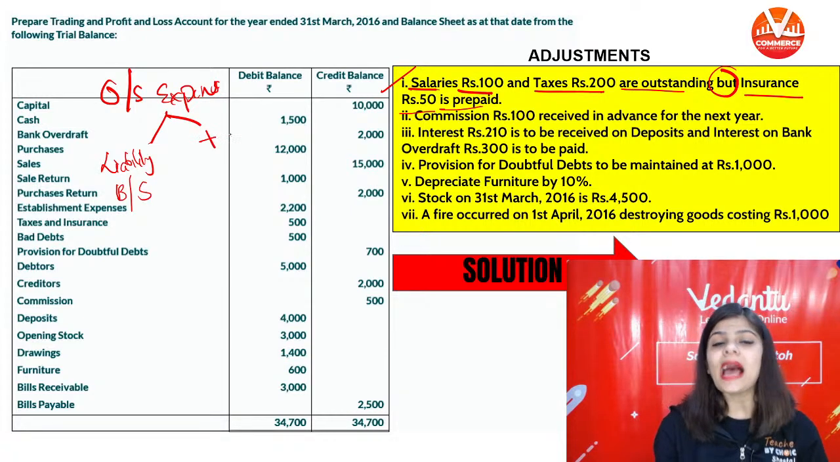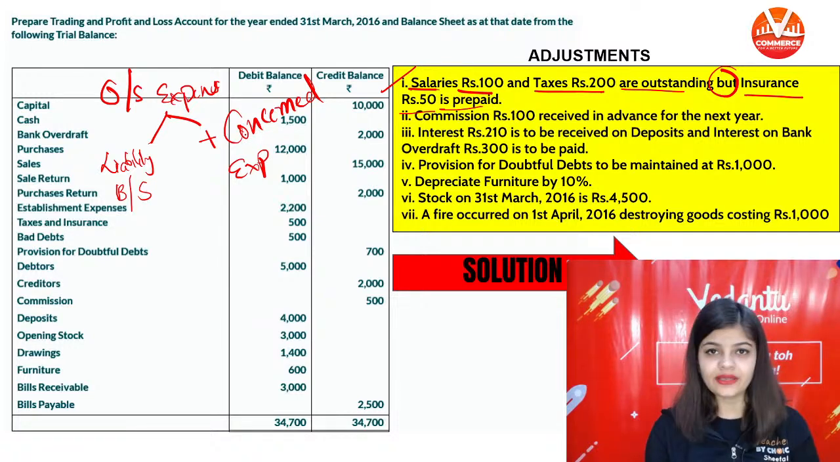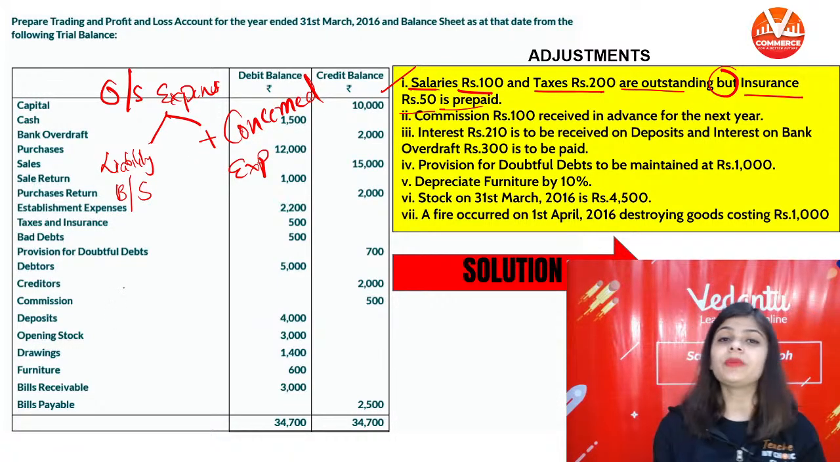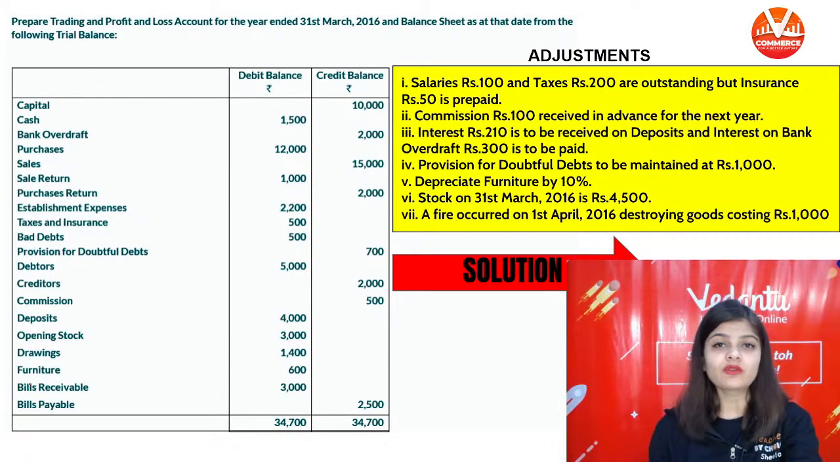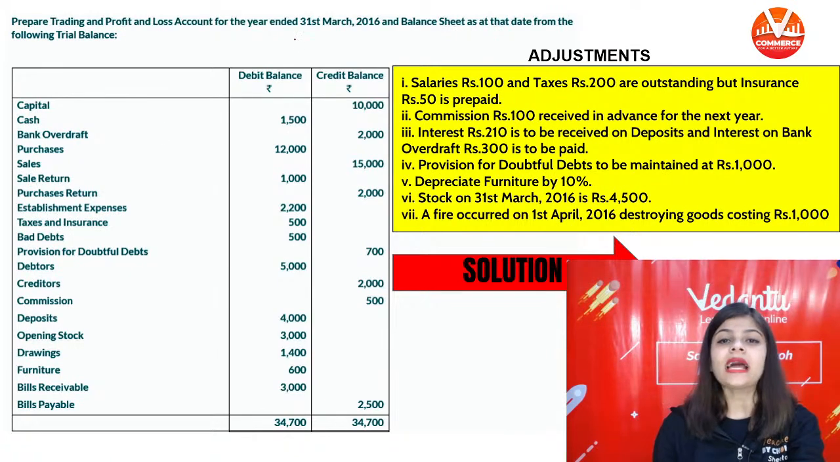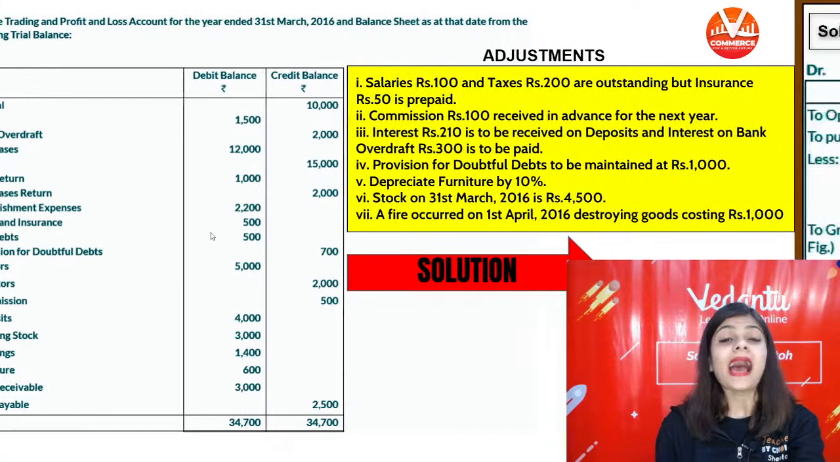Then we will add them to the concerned expense. So outstanding salary will be added to salary and outstanding taxes will be added to taxes. So first I am doing outstanding salary. Outstanding salary 100, add to salary.